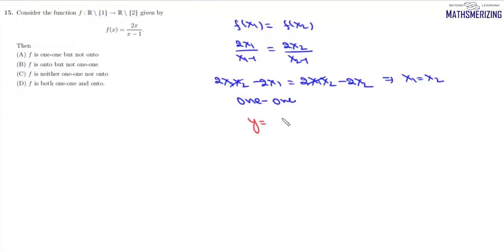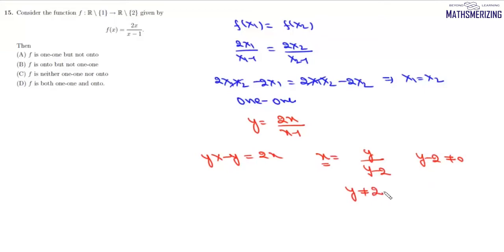Now we'll find its range. We're given that y equals 2x upon x minus 1. We'll cross multiply. We'll write yx minus y, and it will be equal to 2x. x will be y upon y minus 2. Now since x is real, y minus 2 is unequal to 0. So range of this function is y is unequal to 2. That is, y belongs to R minus 2, which is equal to its codomain. When range and codomain are the same, this function is an onto function. So this function is both one-one and onto. And that's your option D.